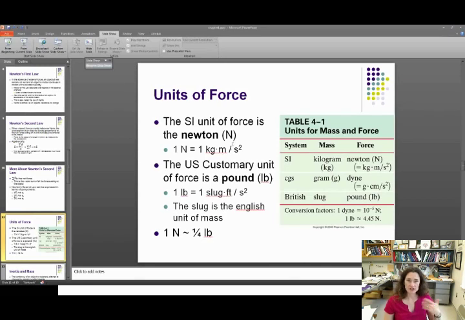Now, if you were to switch over to English units or U.S. customary units, instead of newtons, you're going to have it in terms of pounds. So pound is a unit of force, all right? And in English units, I love this, it's so funny, 1 pound is equal to 1 slug times feet per second squared, because the slug is the English unit of mass, all right? Which you've probably never heard of. If you convert units, 1 newton is about equal to 1/4 of a pound. So the newton is bigger than a pound.